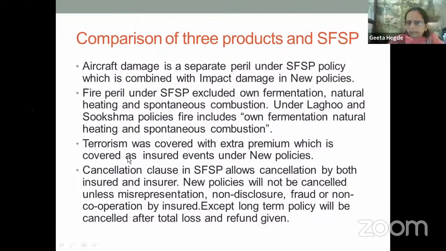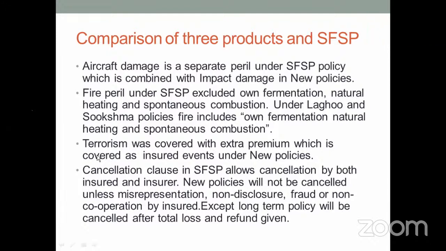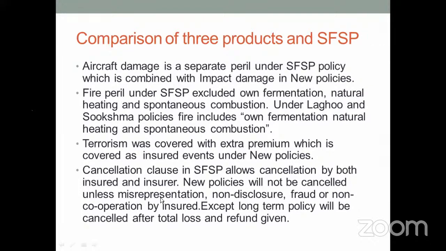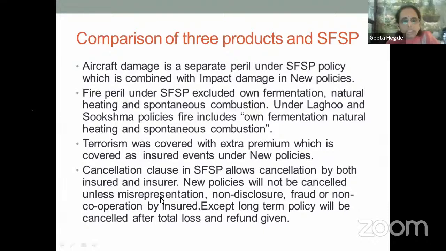Under Griha Suraksha policy, it's covered. The 7 days clause is for all the three policies. Only burglary without fall of insured perils? No. Only burglary is not covered under any policy. It's a separate policy. Okay. Only burglary.